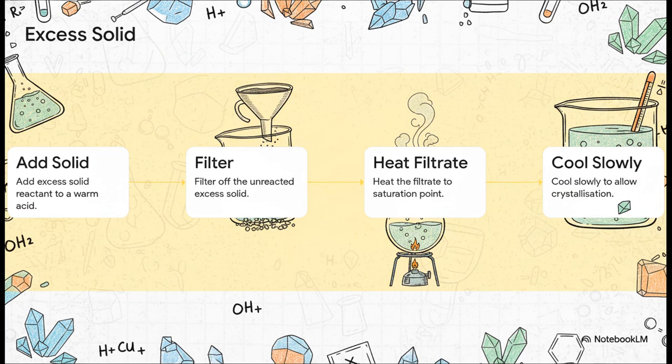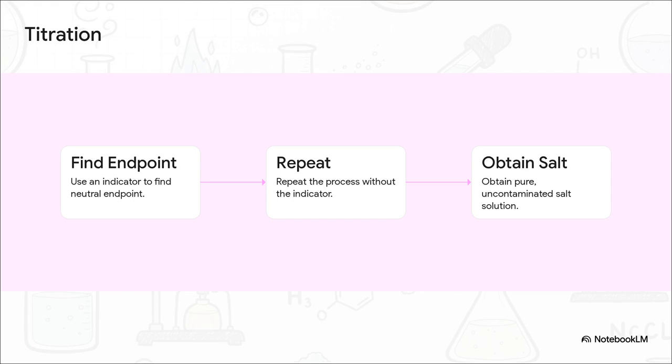Okay, but what if we want to make a soluble salt, and we're starting with an insoluble base or metal? That's where we use the excess solid method. First, you add an excess amount of your solid reactant into a warm acid until literally no more dissolves. This just ensures every single drop of the acid has reacted. Second, you filter off that leftover unreacted solid. Third, you take the remaining liquid, your filtrate, and heat it up to its saturation point. And finally, you cool it down slowly. This slow cooling, that's the absolute secret sauce that allows for perfect crystallization, leaving you with these beautiful pure salt crystals.